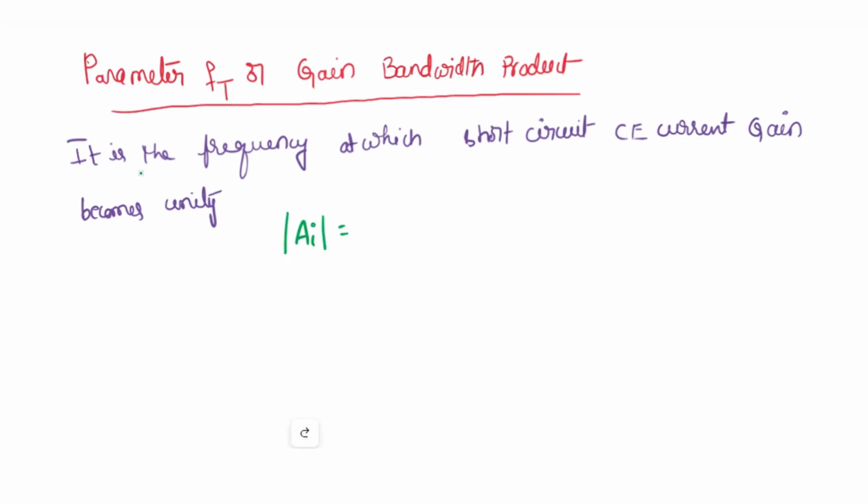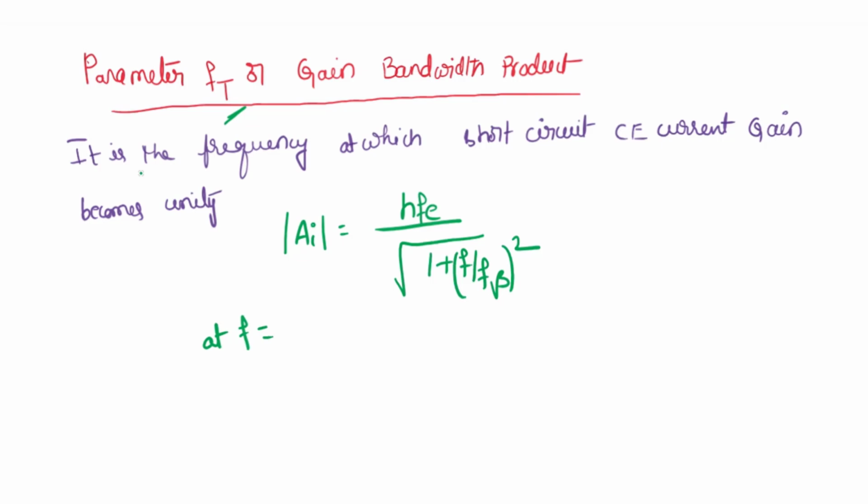What is Ai? Ai is hfe by root of 1 plus (f by f beta) whole square. Now at this frequency fT, your Ai is becoming 1. So at f is equal to fT.